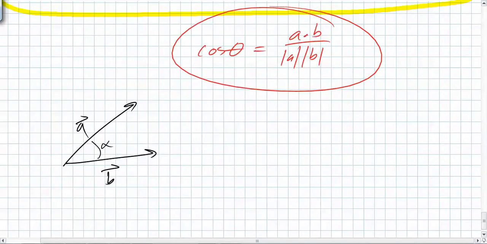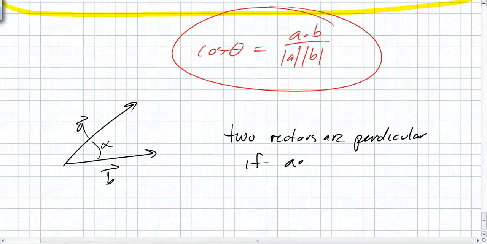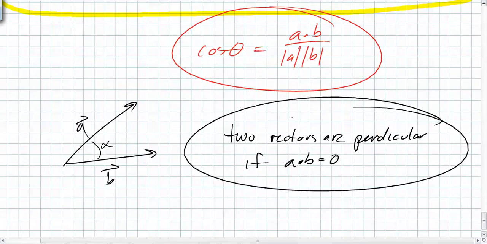What would be a really useful angle? Let's go for 90 degrees. Cosine of 90 is 0, right? What's the only way for a fraction to be 0? The numerator is 0. So what did you just prove? Two vectors are perpendicular if A dot B is equal to 0. There's your second thing.